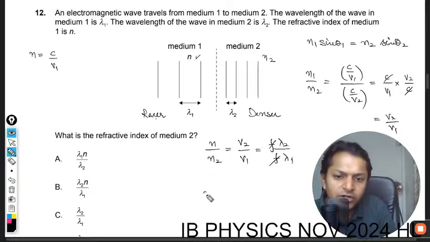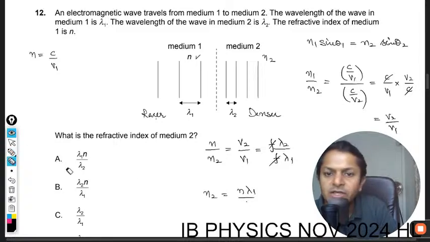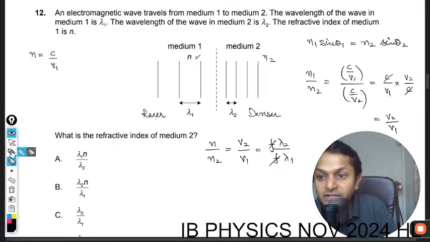So this n will go here, completely like the rearrangement of this. So n goes to lambda 1, so n times lambda 1 divided by lambda 2. Okay, students might be getting confused here. One moment.